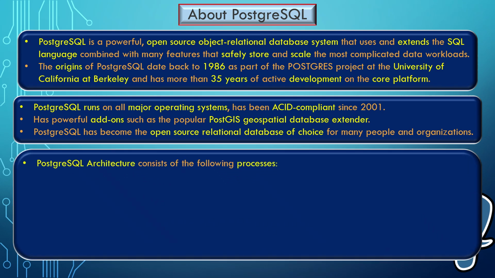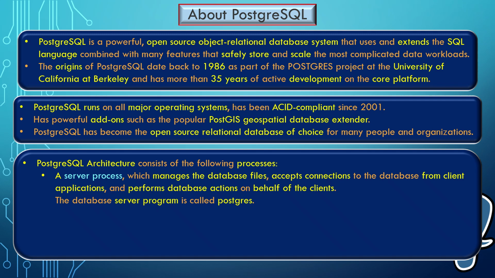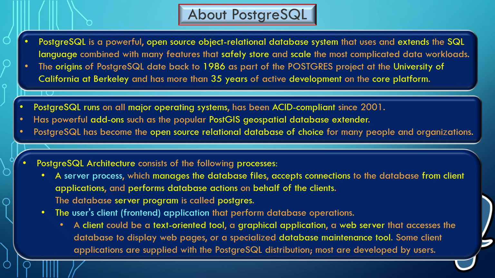PostgreSQL architecture consists of the following processes: a server process, which manages the database files, accepts connections to the database from client applications, and performs database actions on behalf of the clients. The database server program is called Postgres, and the user's client or front-end application that performs database operations.